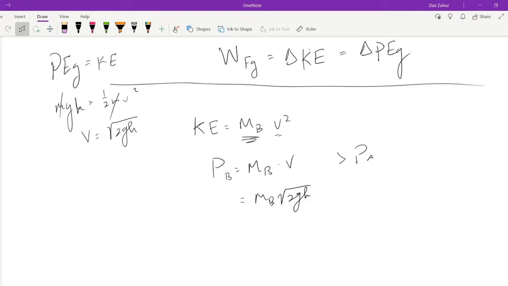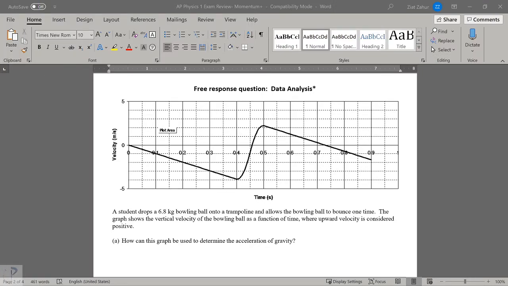Free response question, data analysis. All right, so another graph. I just have a feeling there's going to be a graph or something, either on the C test or the 1 test. A student drops a 6.8 kilogram bowling ball onto a trampoline and allows the bowling ball to bounce 1 time.